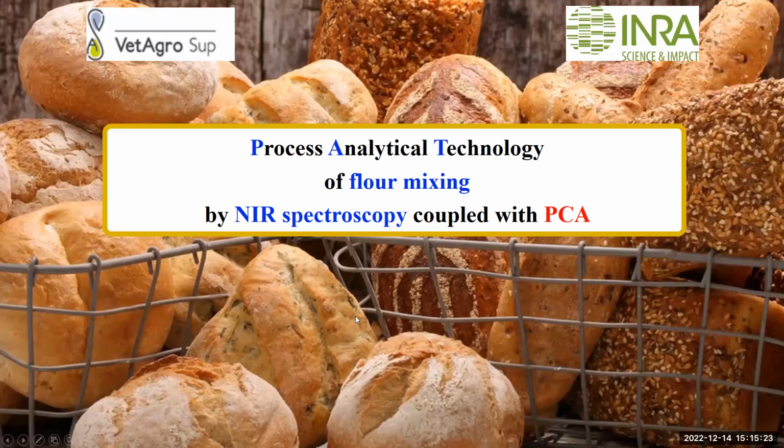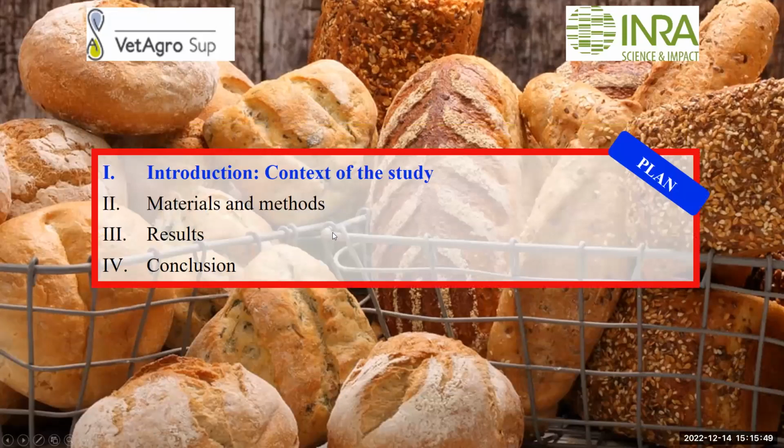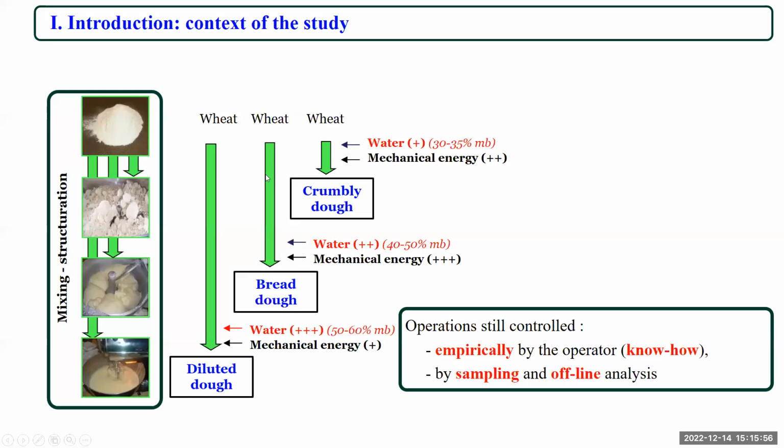Concerning the first example, how we can use spectral methods in order to monitor process. If we use spectral methods in order to monitor process, we call this process analytical technology. I decided to present you how we can monitor flour mixing by using near-infrared spectroscopy. So here is the plan for this part. Why have we done this study?